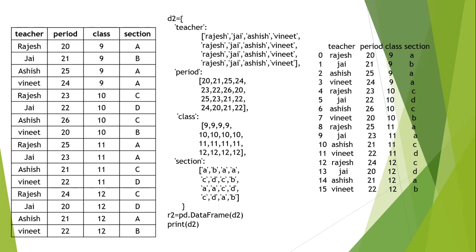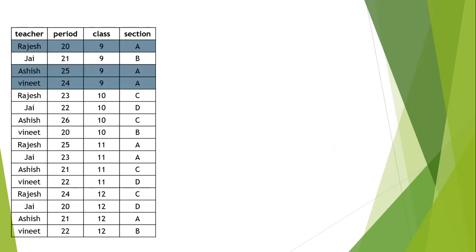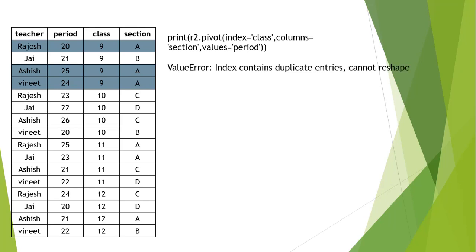Now let's try to pivot this table and see what is going to happen. If we print r2.pivot with index equals class, columns equals section, values equals period, let's see what the output is. We are going to get a value error: index contains duplicate entries, cannot reshape.